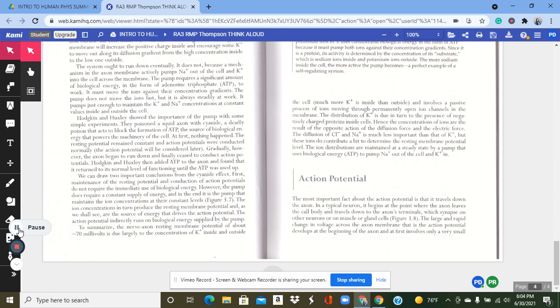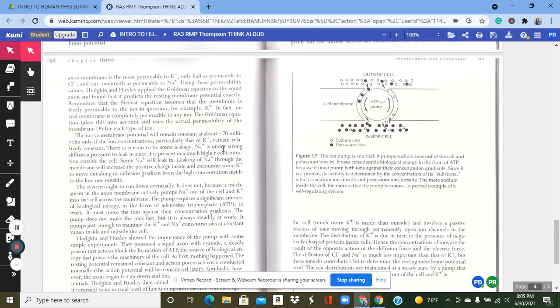We can draw two important conclusions from the cyanide effect. First, maintenance of the resting potential and the conduction of action potentials do not require the immediate use of biological energy. However, the pump does require a constant supply of energy, and in the end, it is the pump that maintains the ion concentrations at their constant levels. Figure 3.7. Okay, so we can see active pumps.